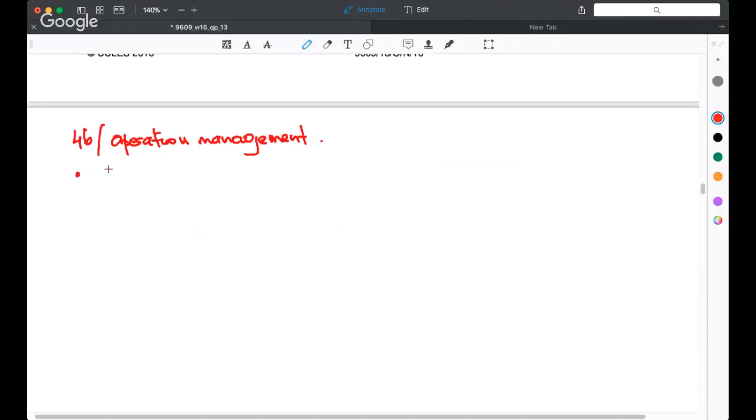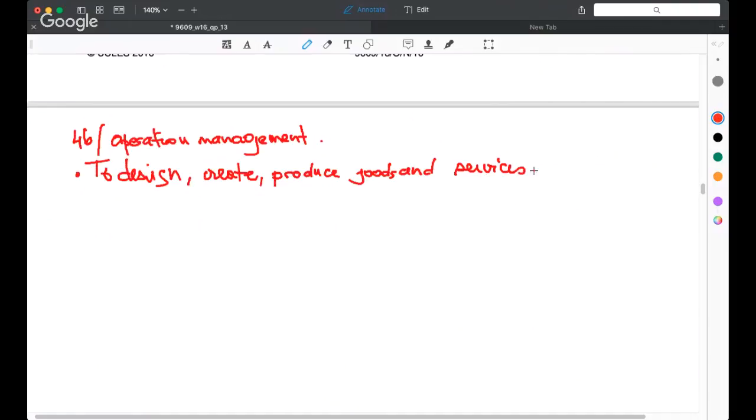Okay, so they need to design. Operation management needs to design first. This is what we say: to design first and to create, to produce goods and services for an organization and its customers, effectively.